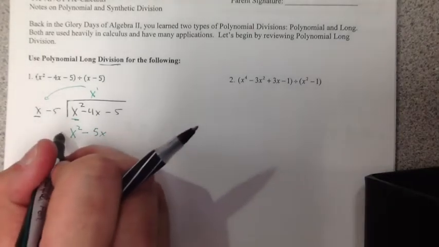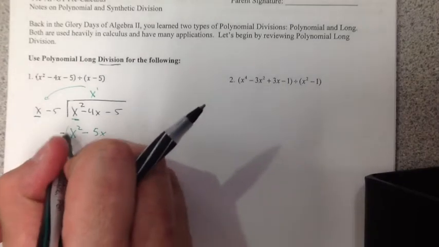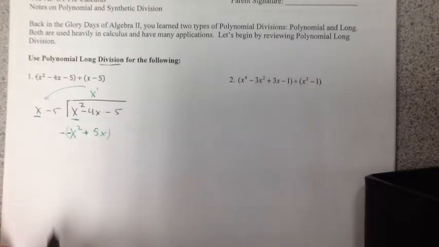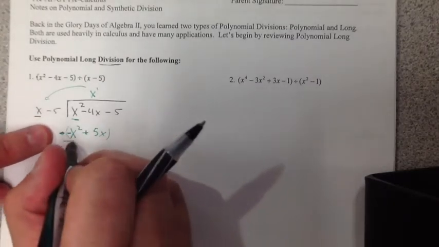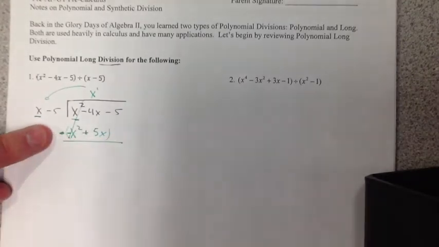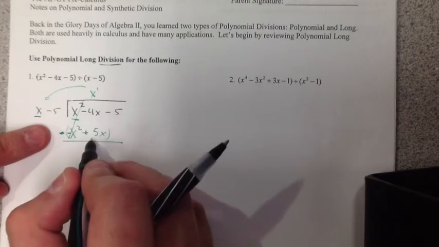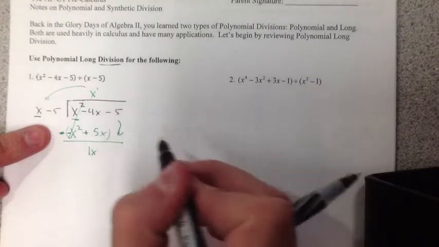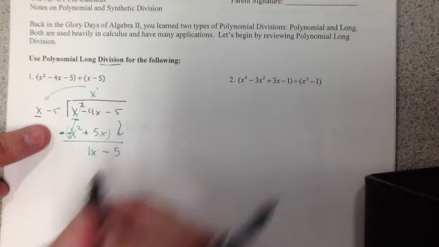Remember, we are subtracting, so this becomes a minus. We are subtracting it, so if you distribute the minus, we get a negative here, and that becomes a plus 5. So be very careful, so you get that minus on the outside. You want those x squareds to cancel, and they do. This becomes negative 4 plus 5, which is 1x, and just like in normal division, you bring down that next term, negative 5.